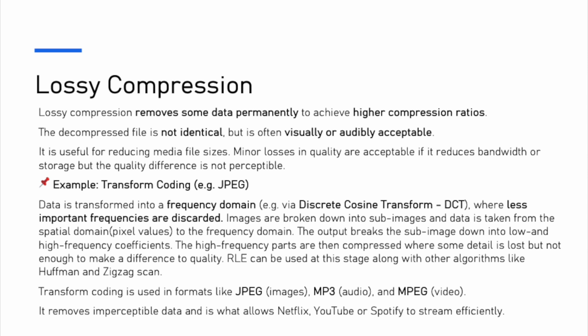The high frequency parts are then compressed where some detail is lost but not enough to make a difference in quality. And at this stage, RLE can be used along with other algorithms like Huffman and zigzag scan and so forth. Now, transform coding is used in formats like JPEG for images, MP3 for audio, and MPEG for video. It removes imperceptible data and it is what allows Netflix, YouTube, or Spotify to stream efficiently.